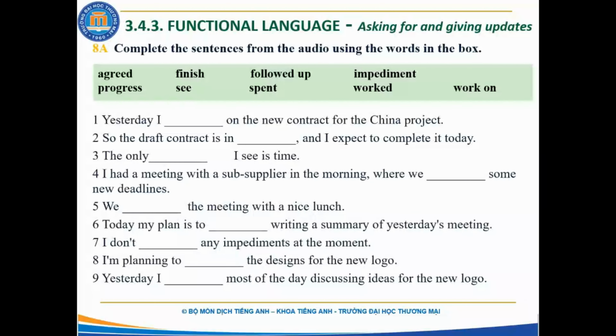Now let's move on to exercise 8A. Complete the sentences from the audio using the words in the box. So here we have some words: agreed, progress, finish, see, follow up, spent, impediment, worked, and work on. Do you remember the meaning of the word impediment? Impediment means problem. Alright. So please spend some time doing exercise 8A from number 1 to number 9.